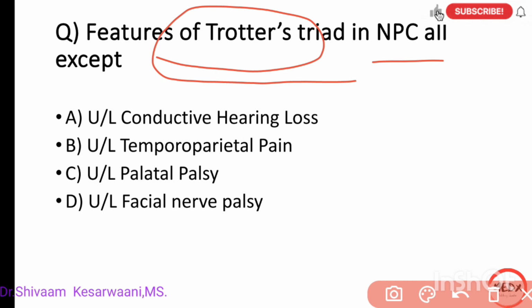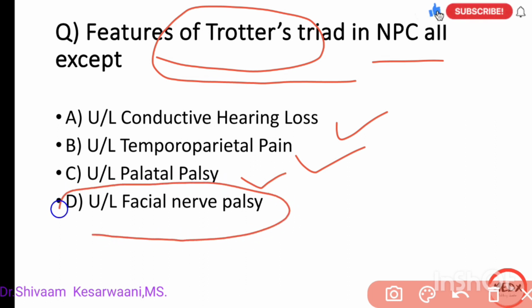This you have to tell me in the comment section. A is unilateral conductive hearing loss, B is unilateral temporoparietal pain, C is unilateral palatal palsy, and D is unilateral facial paralysis. Now tell me which of the following is not a feature of Trotter's triad. Write to me whether you are right or wrong; in both cases, write what answer you thought for this question. So the answer is unilateral facial nerve paralysis. We don't see unilateral facial nerve paralysis in NPC.